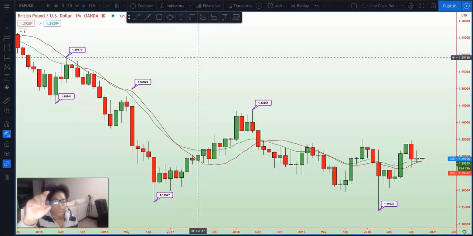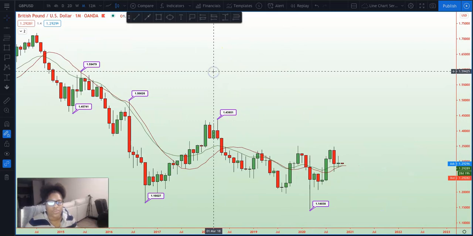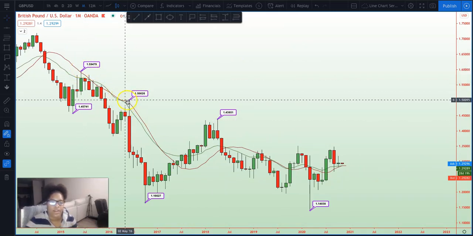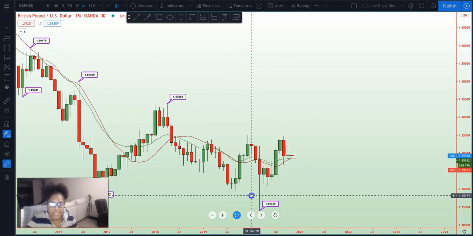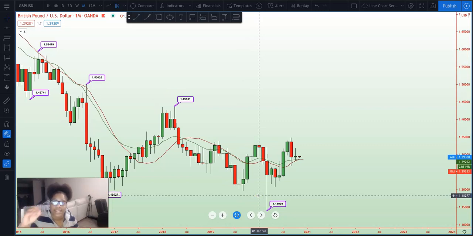Okay, so with that being said, now what I'm going to do is start to mark out my highs and my lows. For me, I only need like 2 or 3 highs and lows. So we have a lower high, lower high, lower high, lower low, lower low, lower low. And what this lets me know is we are in a downtrend.